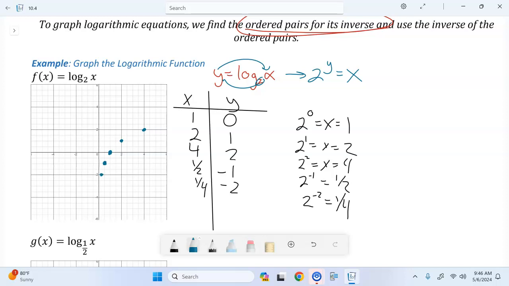Now our exponential equation approached the x-axis. Our logarithmic equation is approaching the y-axis instead. And it continues and goes up and to the right.